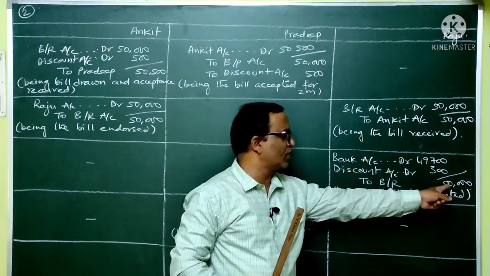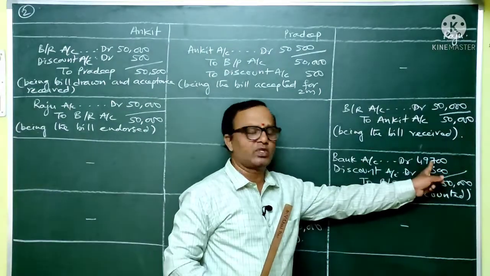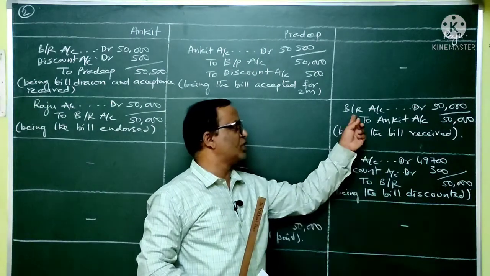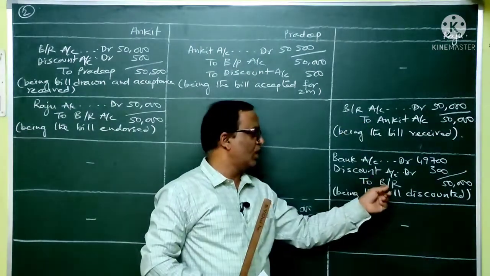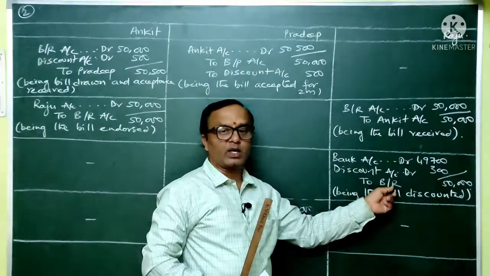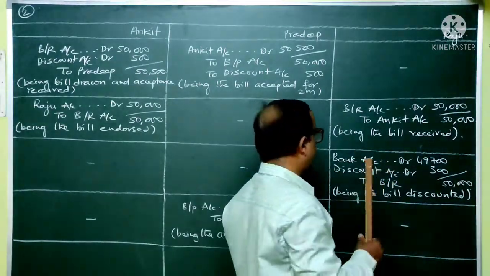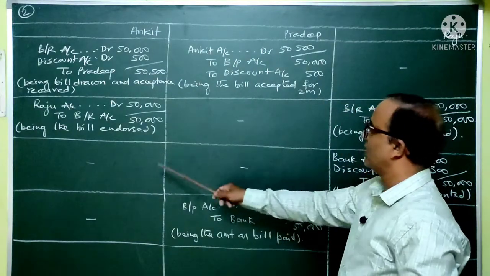How much? Total bill amount is 50,000. Out of that 49,700 you have received, means remaining 300 is the discount allowed, to bills receivable. Because this bills receivable which you are having here, you have discounted by selling it to the bank. So it is going out. So bills receivable you have credited there.